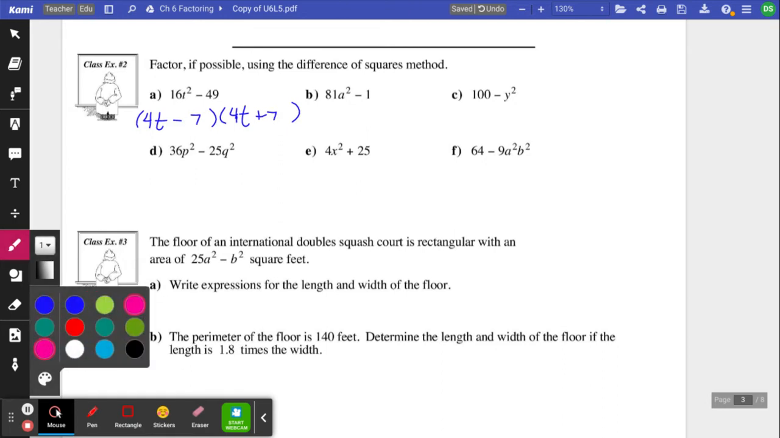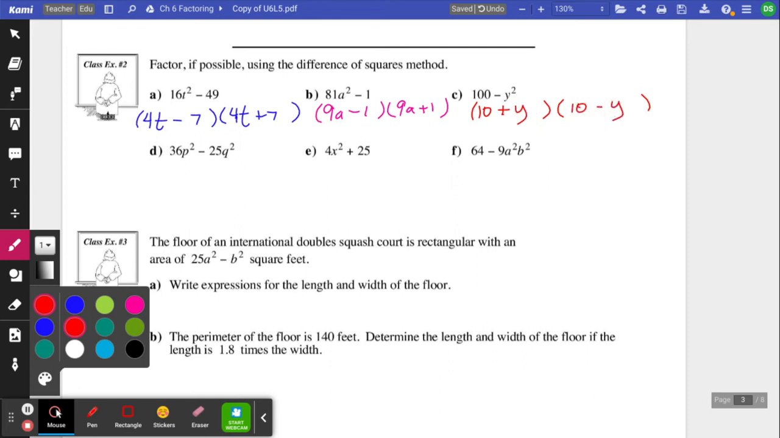B. Somebody else. Kylie. 9a. Minus 1 plus 1. Good. Miss Genesis. C. Is it the difference of 2 squares? Yes. Go.